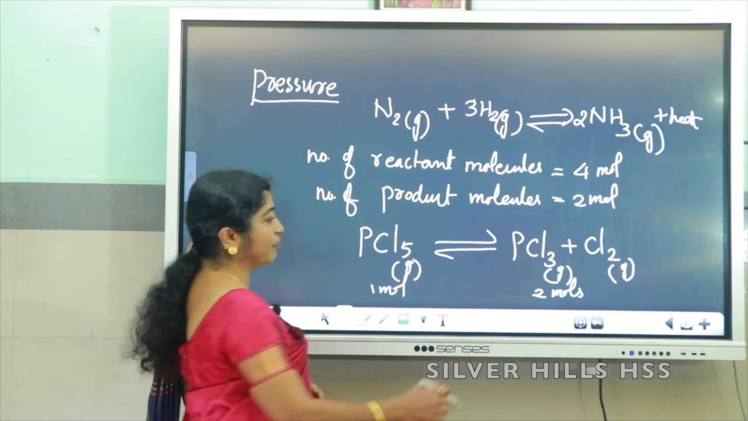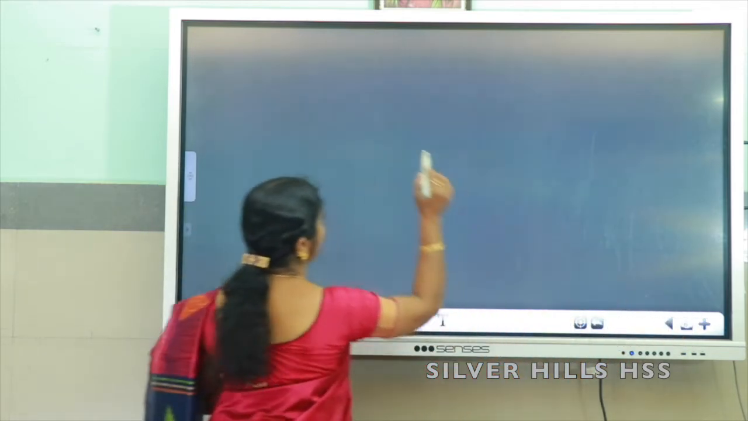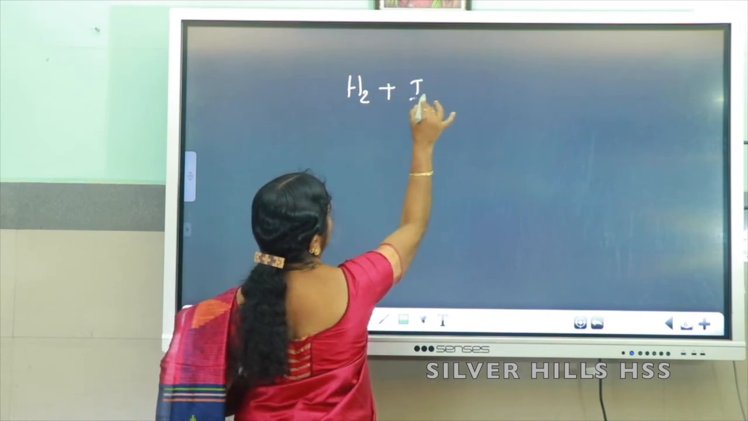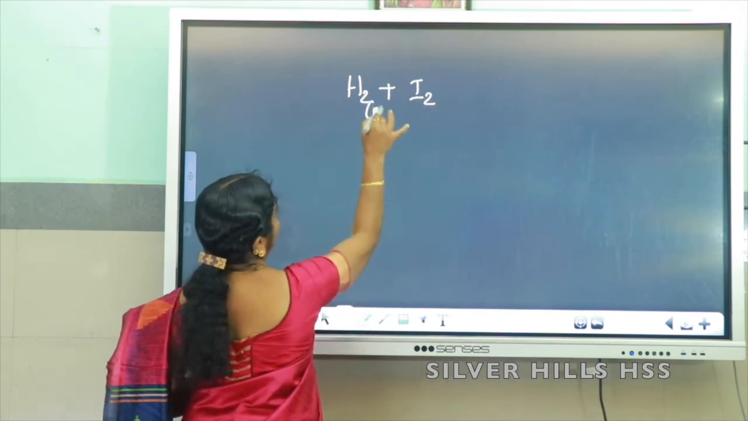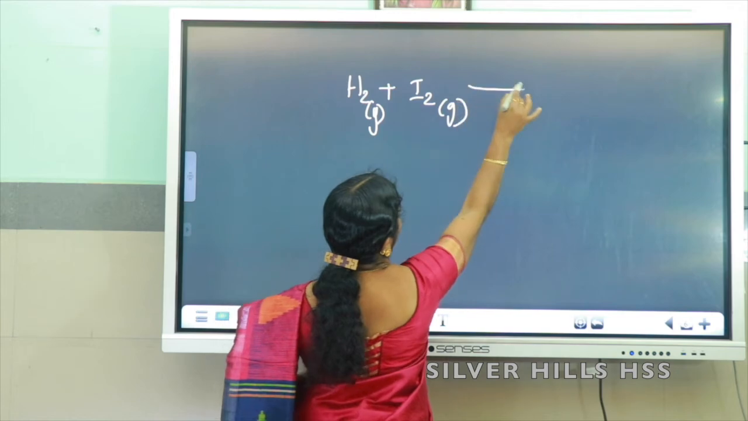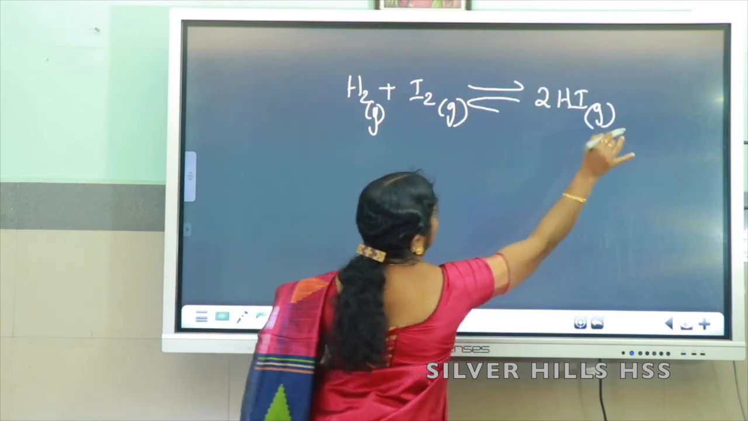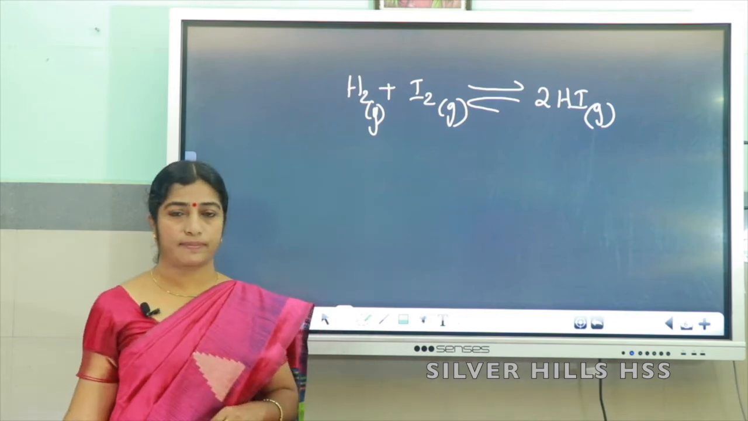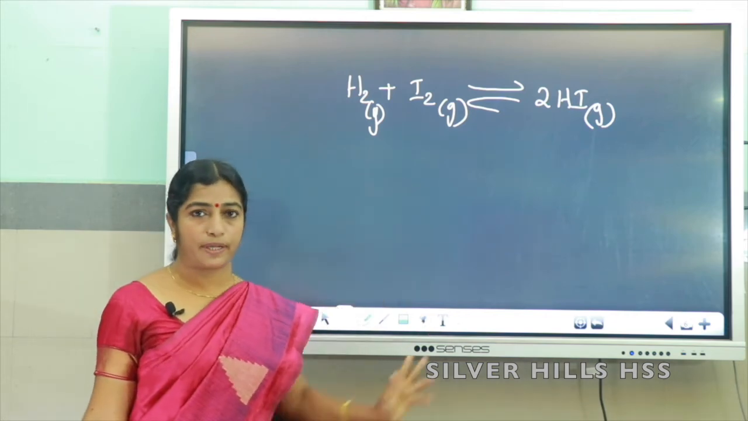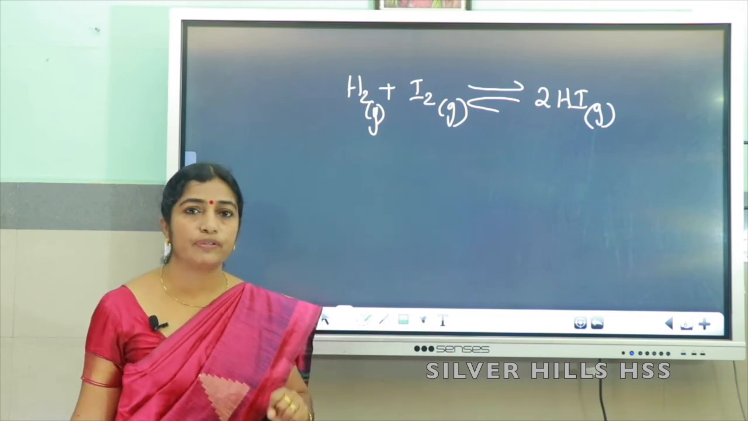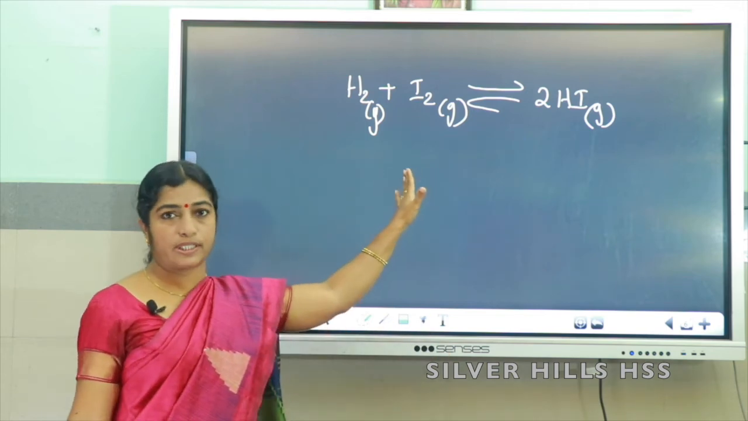Let us consider one more reaction to explain the effect of pressure, that is the formation of hydrogen iodide. Hydrogen combines with iodine to form hydrogen iodide. Let us see what the effect of pressure is on the system. Suppose the system is at equilibrium. We are increasing the pressure of the system. To find the effect of pressure, we are finding the number of molecules.